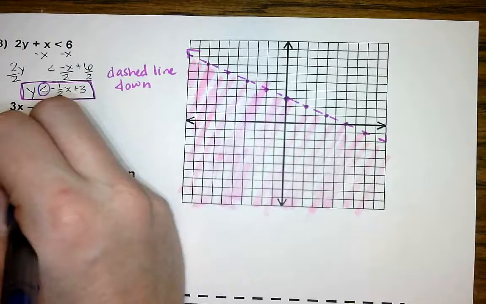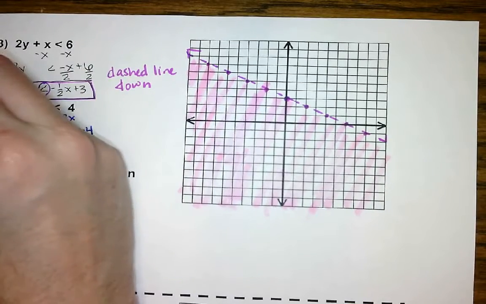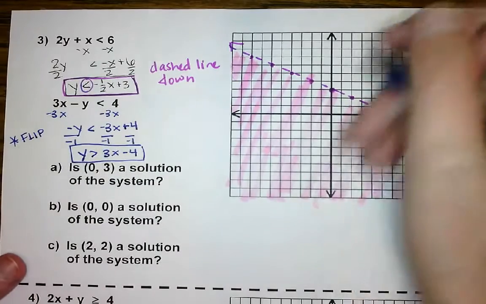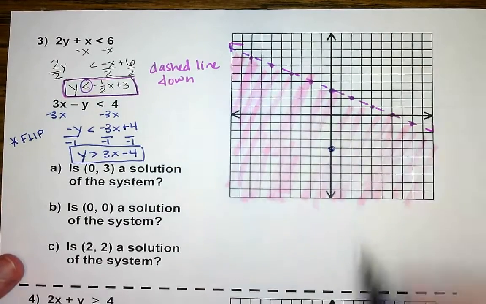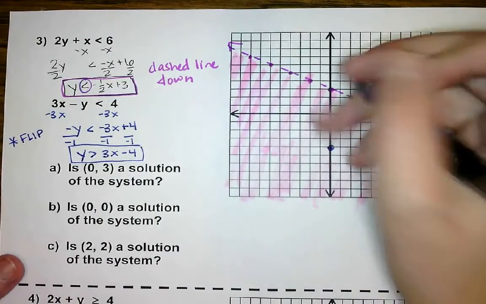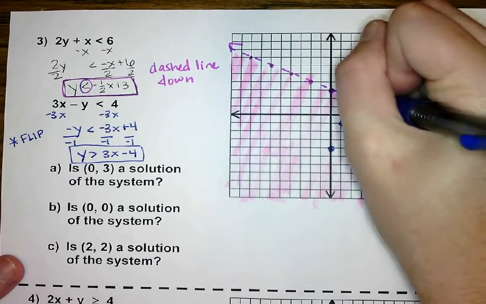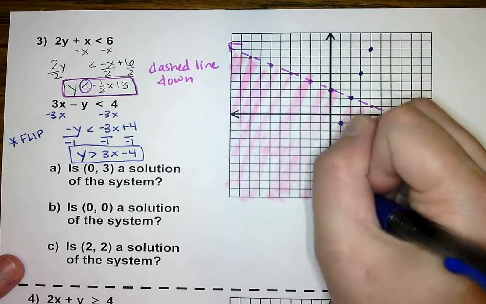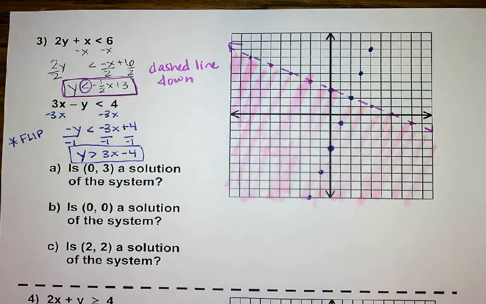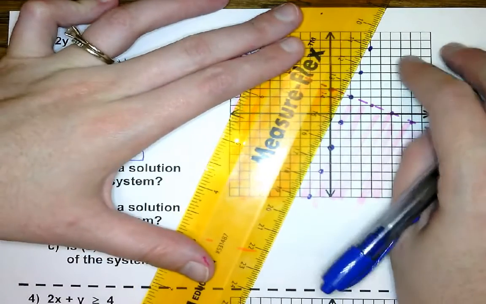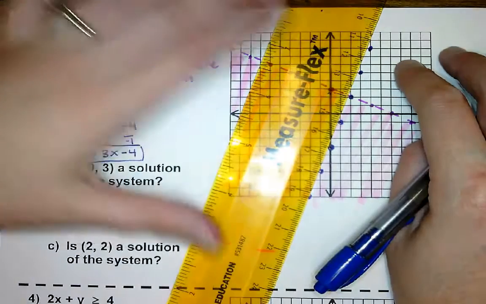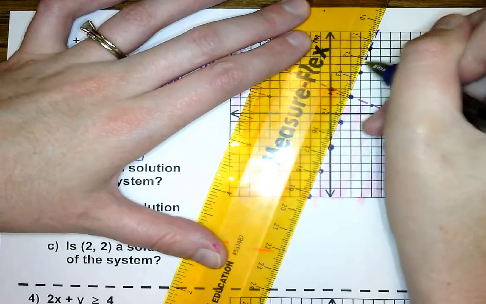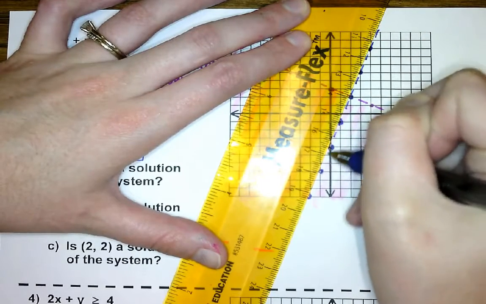So guys, I had to flip this inequality. I had to flip that one. So I'm going to start at negative 4 with my b, rise up 3, run over 1. Rise up 3, run 1. And again, we're dealing with a dashed line. So when I graph this, it's going to be a dashed line, because it's just a greater than here. So I graph my lovely little dashed line.